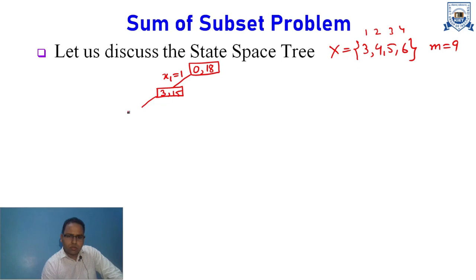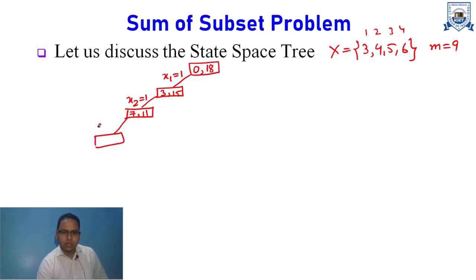Now for x2, let's include x2, that means include 4. Here x1 is 3, x2 is 4, x3 is 5 and x4 is 6. If you include 4, the total weight will become 7, and subtracting from the sum it will become 11. Since 7 is less than 9, we can go ahead. Let's include the next element, the third element, that is 5. 7 plus 5 is 12, and 11 minus 5 is 6.